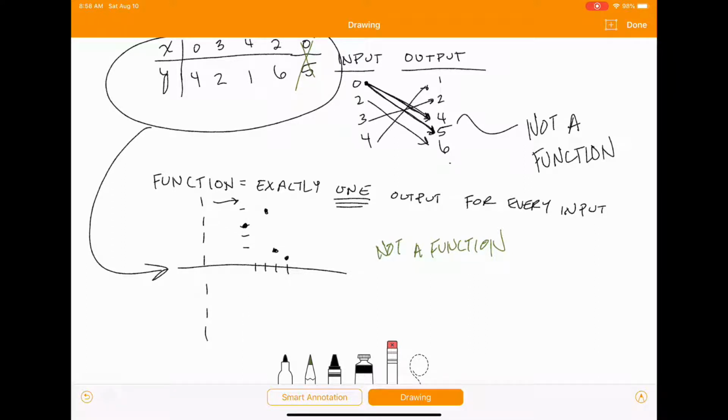Then we'd have our vertical line that comes through here. It's only touching one point. Comes through here, only touching one point. Here, only touching one point. Here, only touching one point. So therefore, that would be a function. All right, so it's as simple as that.